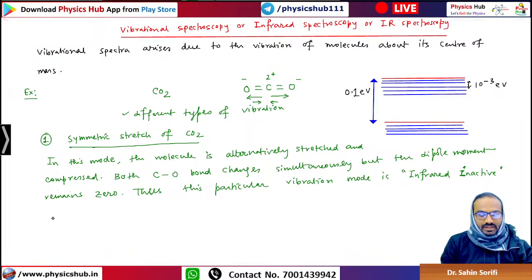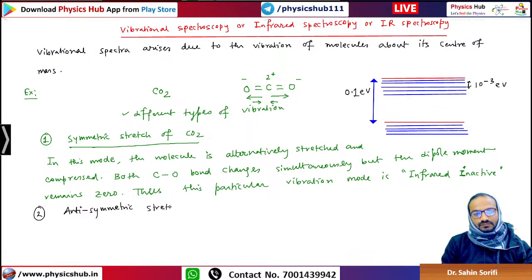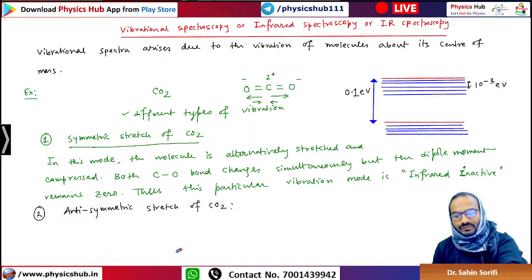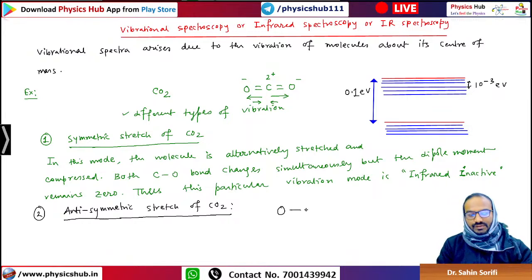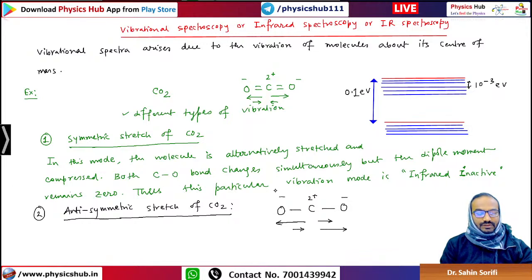The next one, this is symmetric stretching, this is anti-symmetric stretching. Anti-symmetric stretch of CO2. So you can imagine anti-symmetric means this is not symmetric. If you break up the literal meaning, not symmetric means if, let's say, this changes this amount, I'm just showing you in this way, I'm not showing the bond. Here 2 plus minus. So let's say if it changes by this amount, here it is changing by this amount. So this is not symmetric on both CO bonds. So this is anti-symmetric stretch.